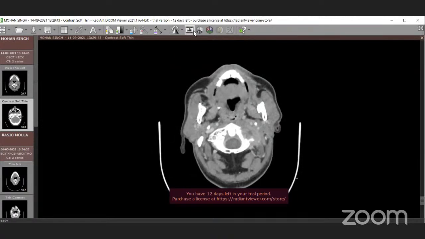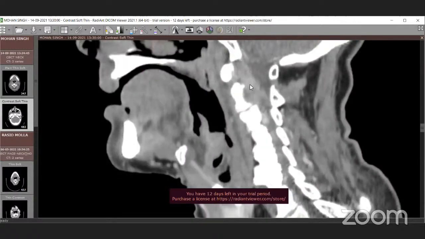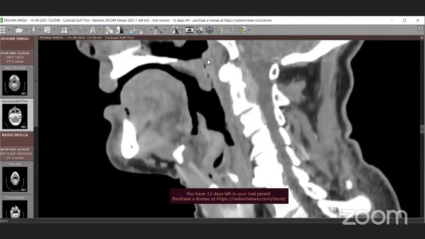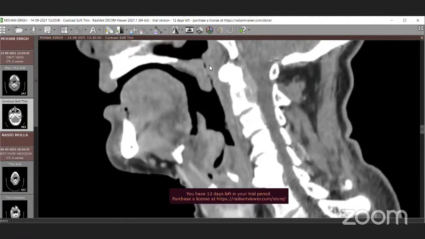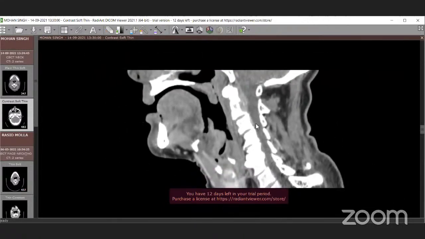This is the superior constrictor, or again, going back to the sagittal. So whatever muscle is in this area up to the C1 and up to the mid body of the C2, this is the level of the superior constrictor. This is the posterior margin of the pharynx.